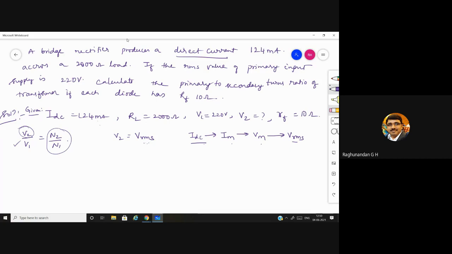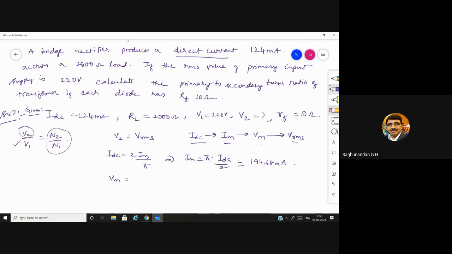So we need to find VRMS. First step is to find IM. To find IM, we are having formula IDC is equal to 2IM by pi. So this implies IM is equal to pi into IDC by 2. Tell me the answer fast. 194.68 milliamps. Okay.